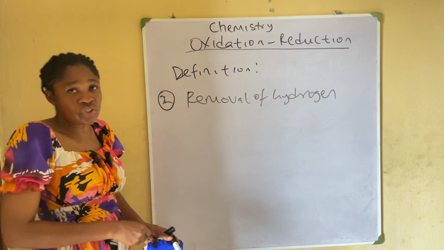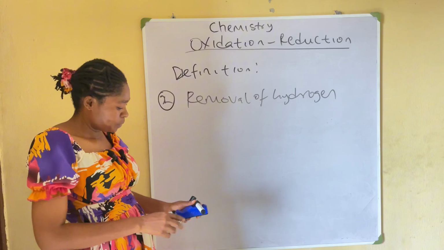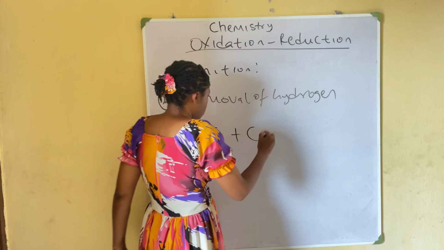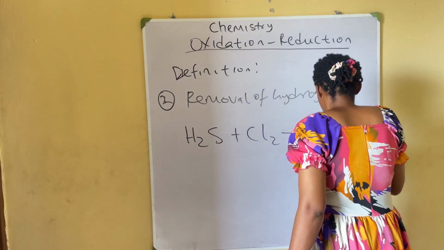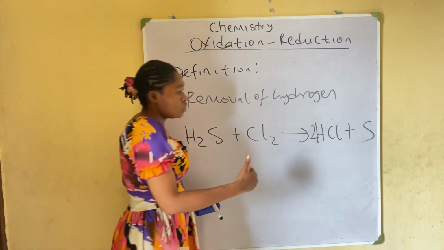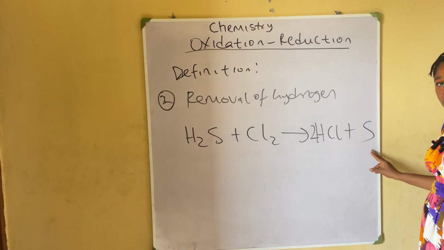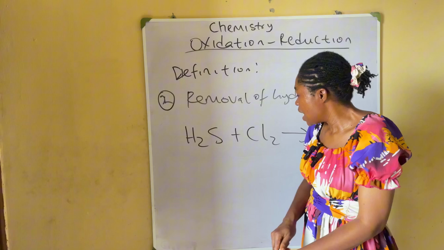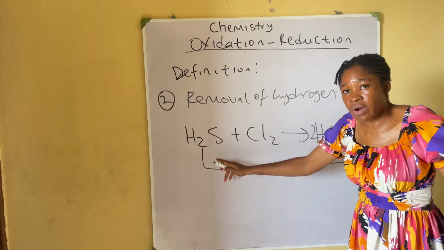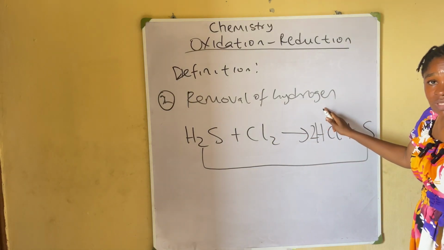Removal of hydrogen is oxidation. What should be reduction? Reduction is addition of hydrogen to a substance. Let's look at this example here. Hydrogen sulfide reacting with chlorine gas to liberate hydrogen chloride gas and deposition of sulfur. What happens here? There's a removal of hydrogen from hydrogen sulfide to give sulfur. So removal of hydrogen from a substance is oxidation.